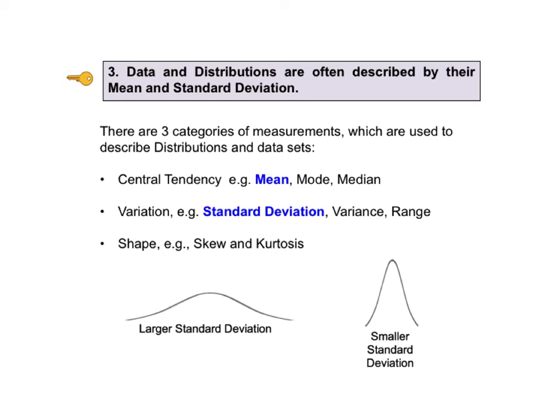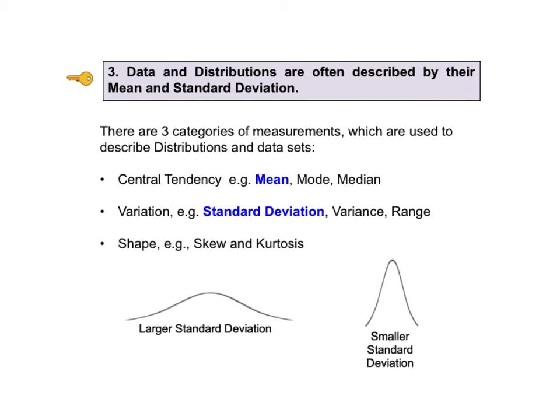KTU number 3 says, data and distributions are often described by their mean and standard deviation. There are 3 categories of measurements which are used to describe data and distributions. For the category of central tendency, or center, the most common measurements are mean, mode, and median. For the category of variation, common measurements include standard deviation, variance, and range. For shape, there is skew and kurtosis, but these are not used much.